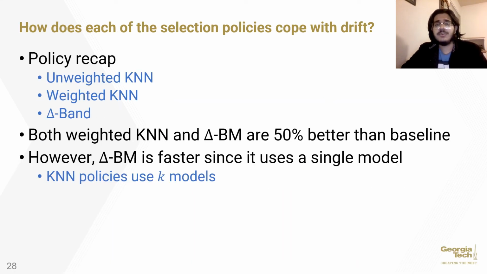For the model selector, we compare 3 selection policies: the unweighted KNN, weighted KNN, and the delta band. Both weighted KNN and delta band policies are 50% better than baseline across all subsets in BDD: the night, the day, the rainy, the snowy. On night data, both are 2 times better than the baseline. However, delta band is faster since it uses a single model, compared to K models for the weighted KNN policy.